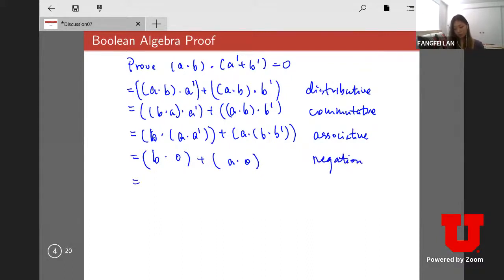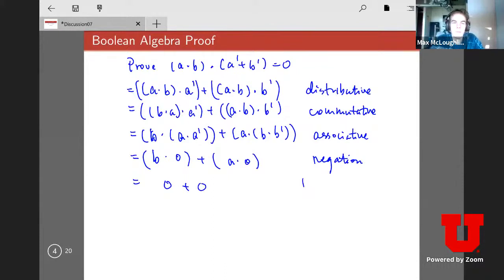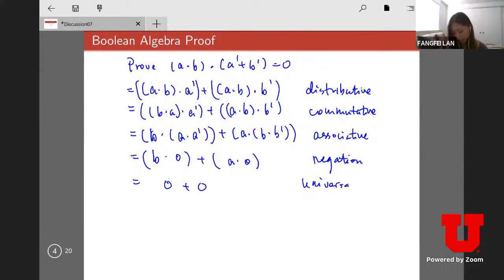And then, what do we have? Universal bound. Yes, universal bound, and what do we get? 0. Yes, so 0 plus 0, that would be universal bound. Anything intersect with the empty set is always empty, right? And that would be 0 by identity. Any questions?